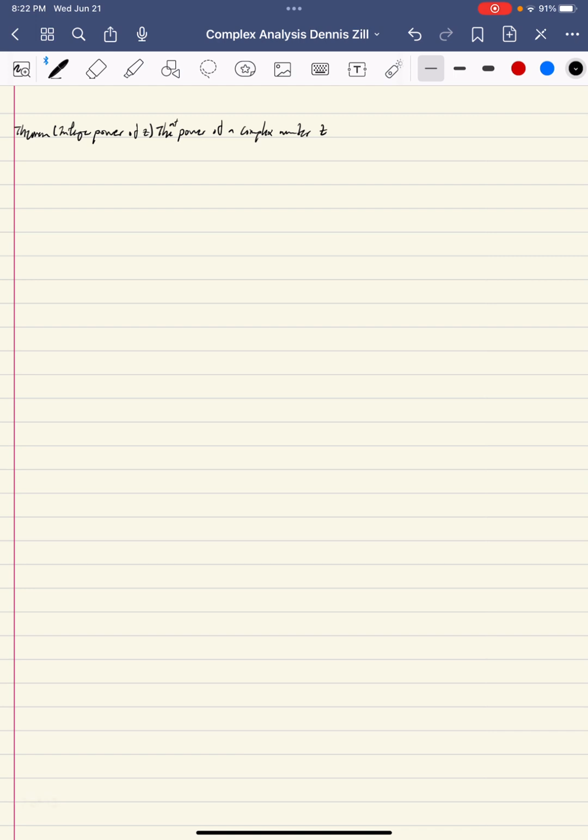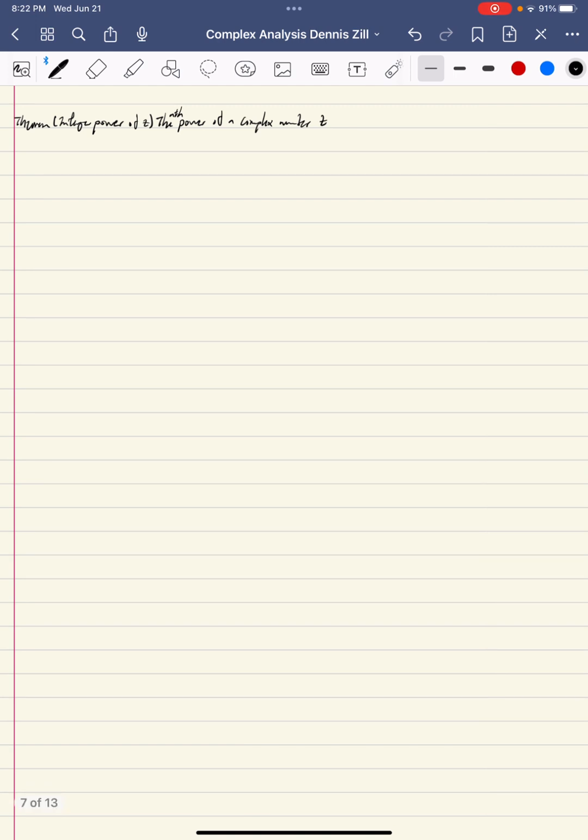The nth power of a complex number z can be defined in the following manner. That is, z to the nth power is equal to r to the nth power times cosine of n theta plus i sine n theta.